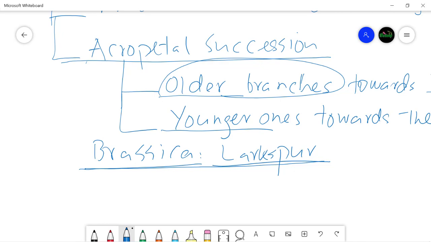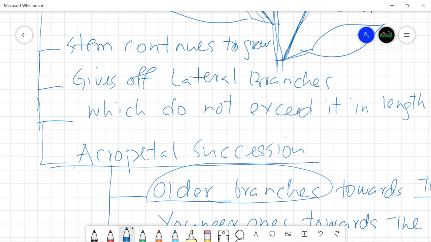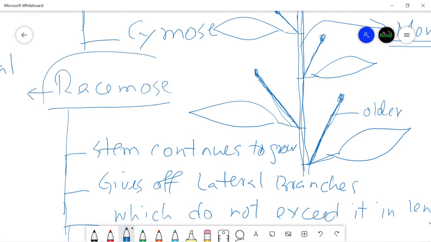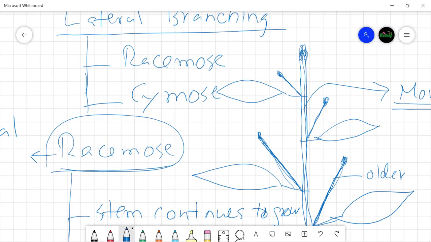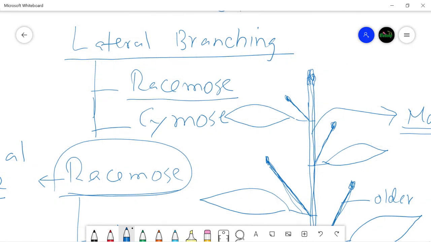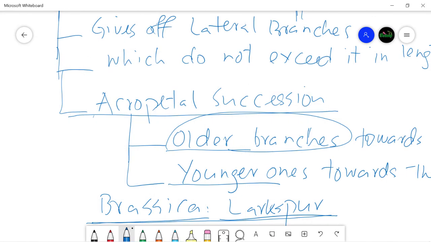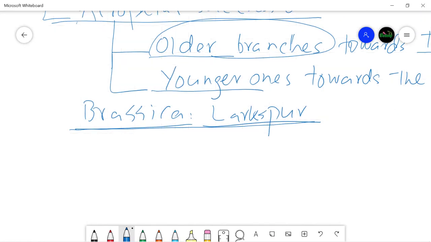So this was an introduction to branching, its basic kinds, and then a brief description of the first kind, racemose. This is the first kind of the lateral branching. More about branching, especially the cymose and then its kinds, will be discussed in the next video.